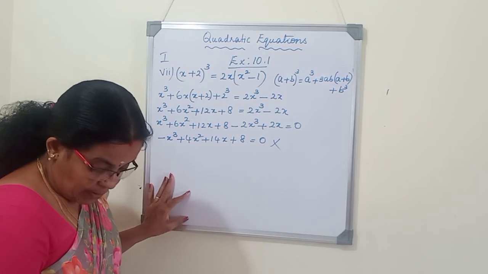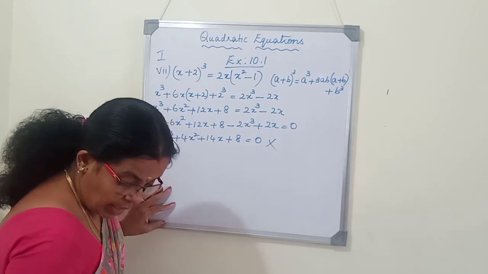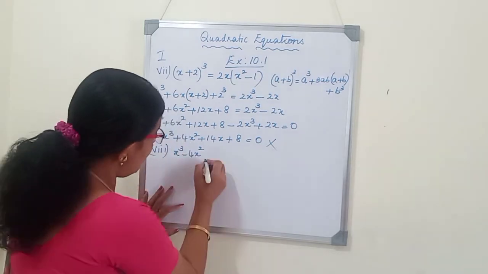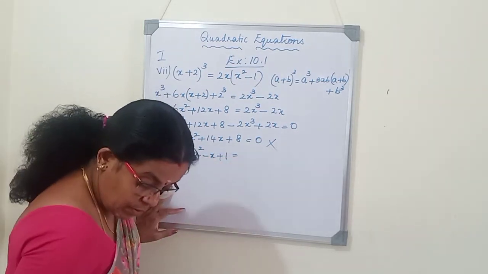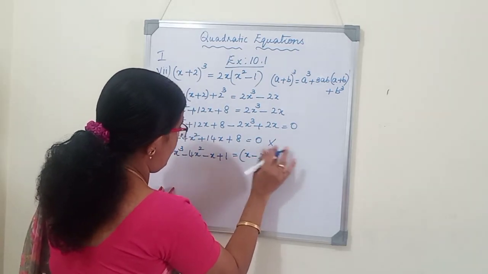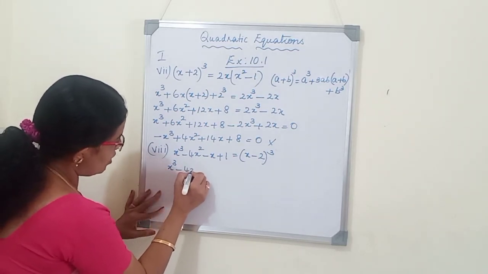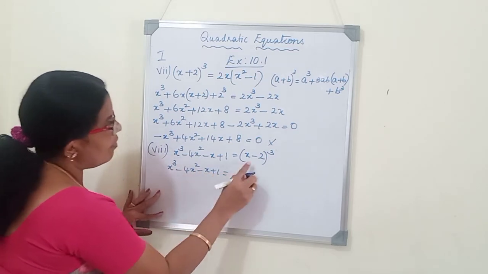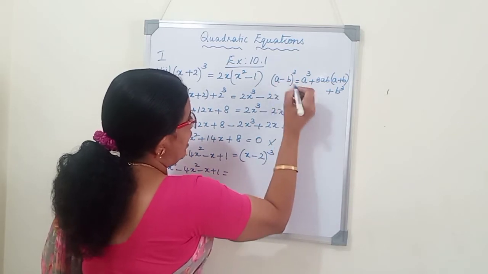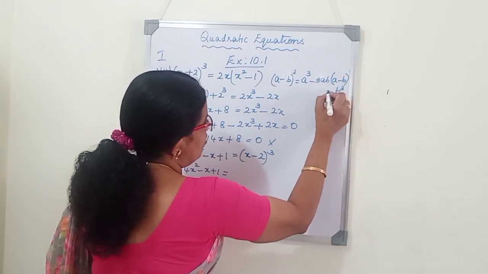And now 8th question. 8th question is x³ − 4x² − x + 1 = (x − 2)³. Now here LHS we will write as it is: x³ − 4x² − x + 1. Here we will apply (a − b)³. (a − b)³ is a³ − 3ab(a − b) − b³. All the signs become minus.